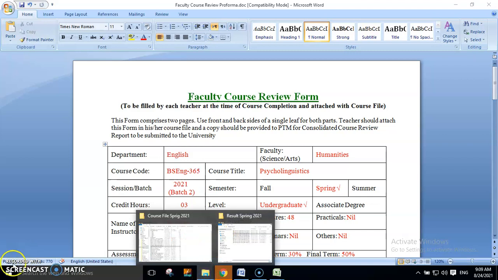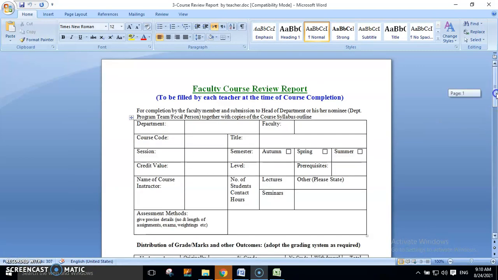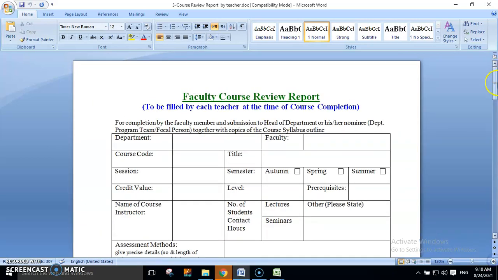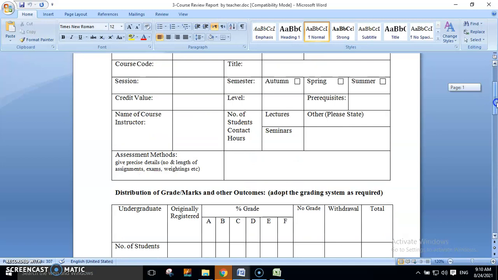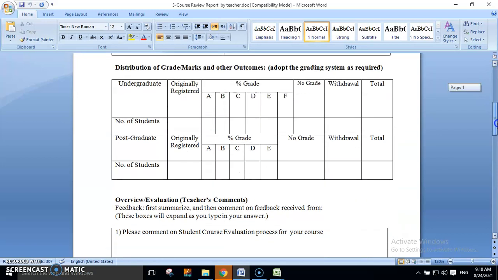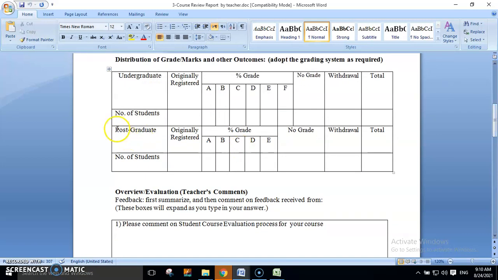Okay, so this is the actual form which is in the QAP manual. I have made a few changes to it. As you can see here, it mentioned postgraduate and undergraduate. In colleges we are running the BS program, that is an undergraduate program, or the associate degree program. So I have amended this.